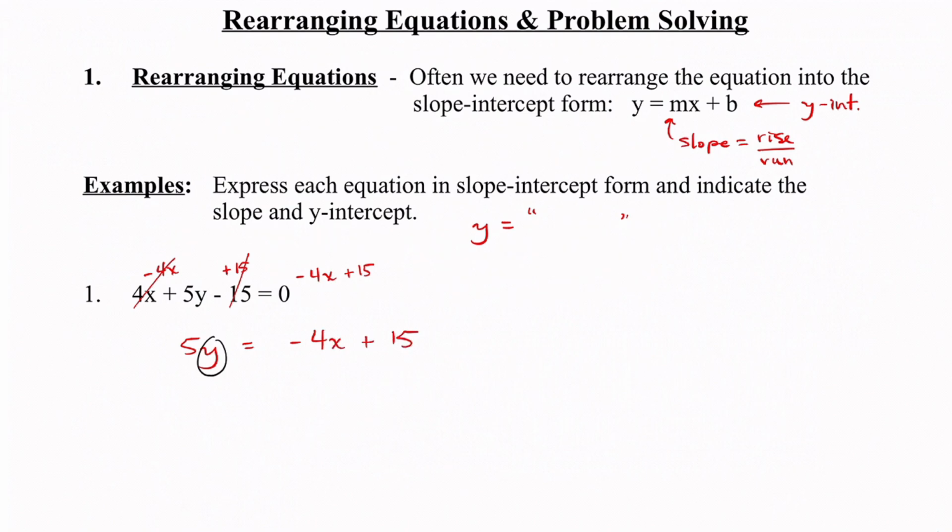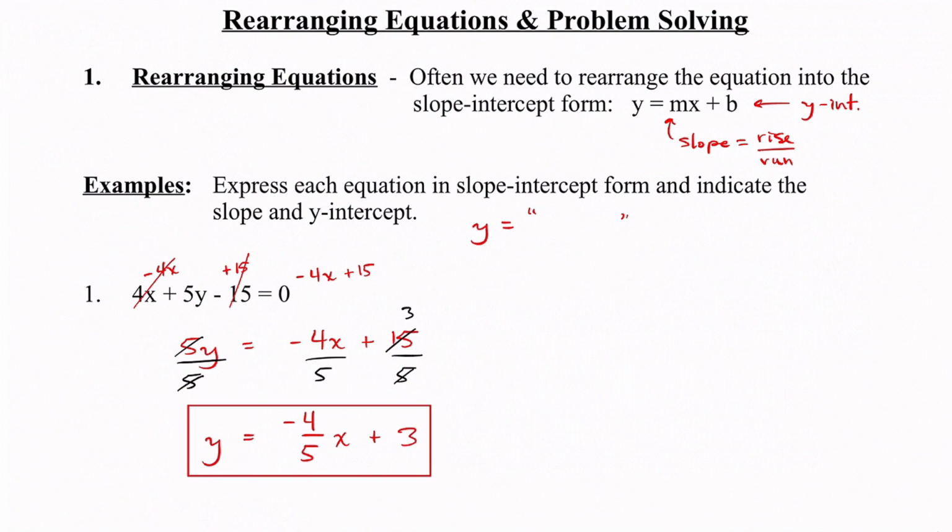Now this y here isn't quite by itself, so we've got to get rid of that 5 in front. It's being multiplied by 5, so to do the opposite, we have to divide by 5, and then we have to divide the other terms on the other side by 5 as well. So these will cancel, and on the other side, 15 divided by 5 is just going to equal 3. So the y comes down, and we've got y equals negative 4 over 5, and I can't simplify that fraction, then the x, and then plus 3. So that is our slope-intercept form.